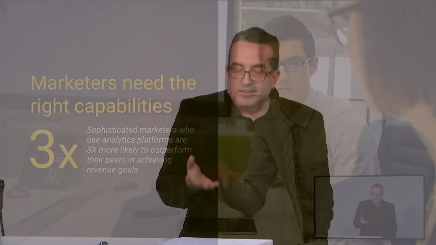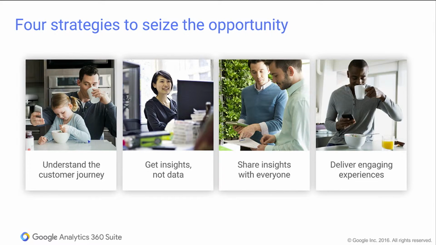Sophisticated marketers who use analytics platforms are 3 times more likely to outperform their peers in achieving revenue goals, but many of these tool sets can't cope. They're too hard to use, they lack sufficient collaboration capabilities, they're poorly integrated, and they take too much training. To succeed, marketers today must be able to do 4 things: see full visibility into customer behavior, get useful insights, not just more data, share those insights and collaborate with your team, and deliver engaging experiences to the right people.